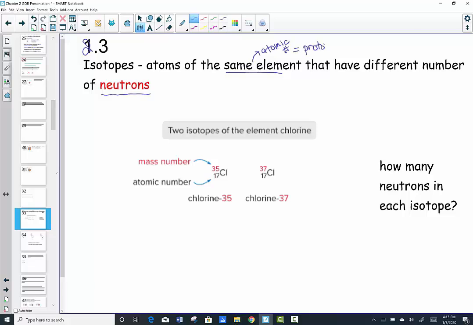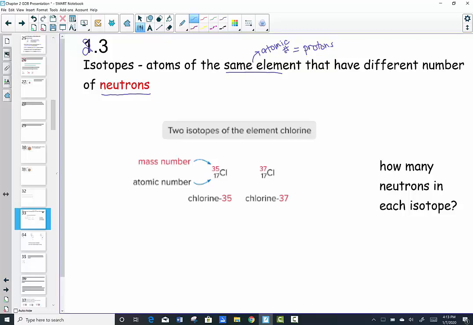The proton number is exactly the same for every atom of each element. If I change the proton number, it's not the same element anymore. But I am allowed to vary the neutrons, giving the atom different weights. And let me model that.